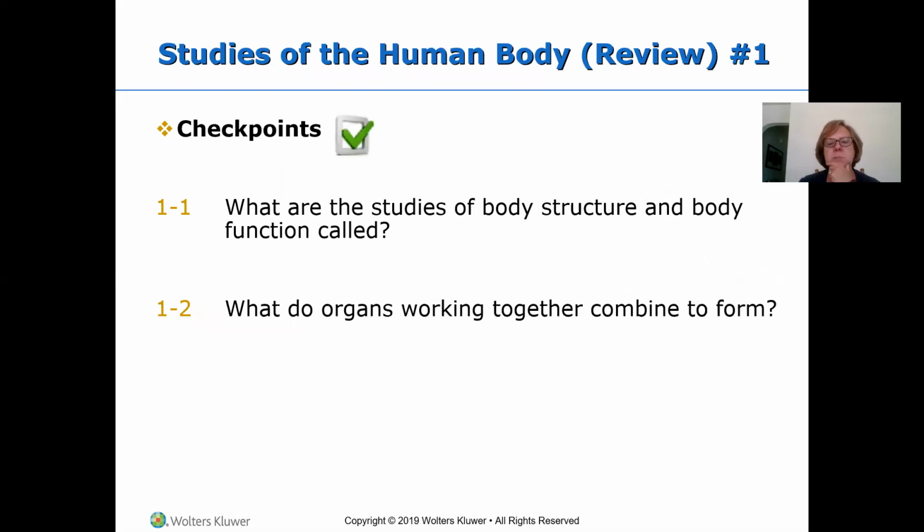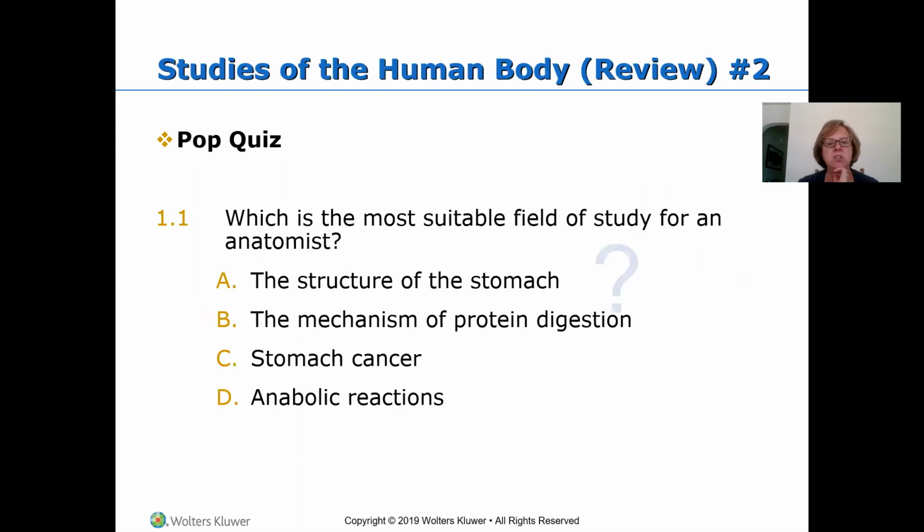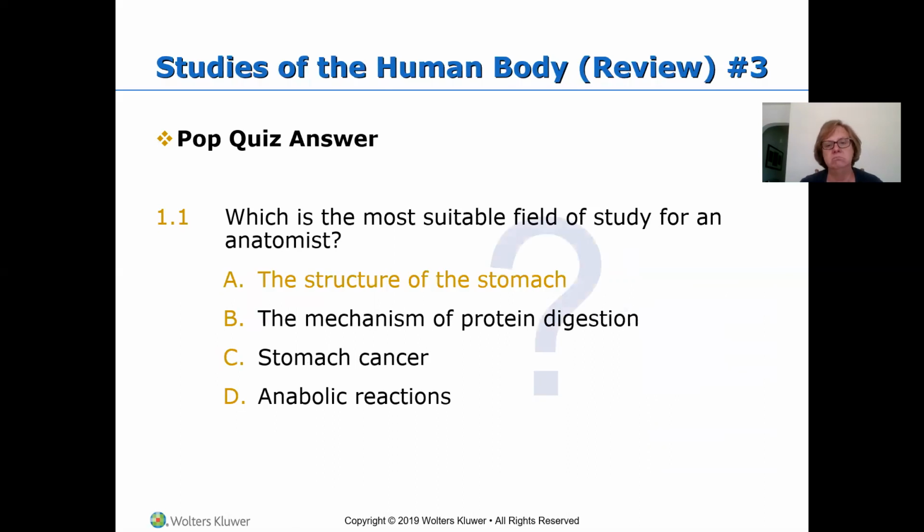Okay, some checkpoints here. You might want to ask yourself, what are the studies of the body structure and the body function called? I'll give you a minute to think about that before you look it up. And then what do organs working together combine to form? So just look at these and see if you can answer them. The most suitable field for the study of an anatomist would pretty much be the structure of the stomach.